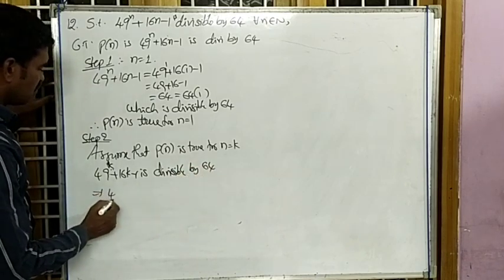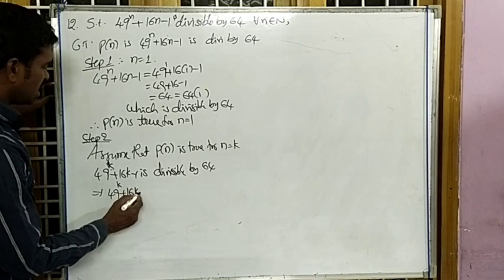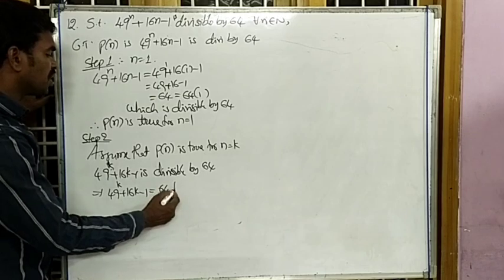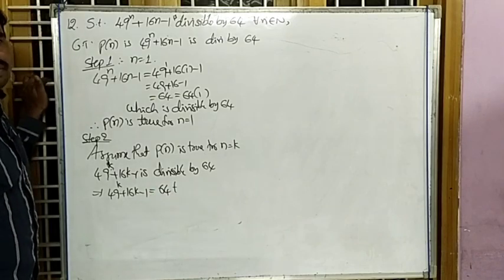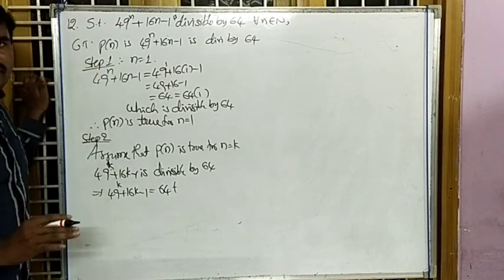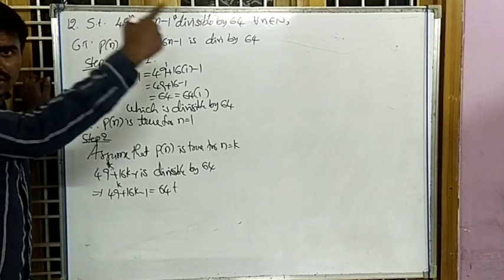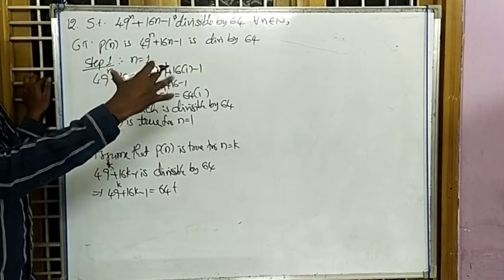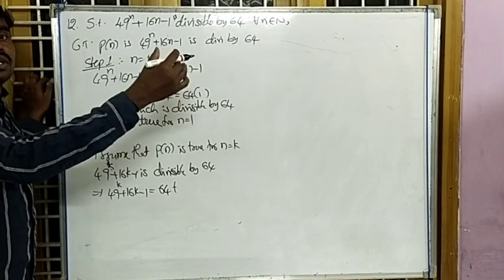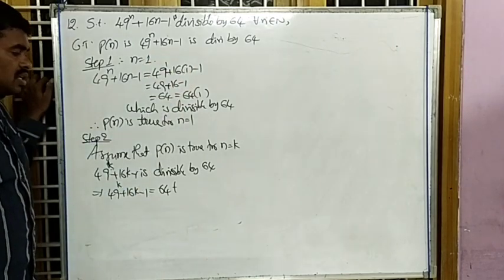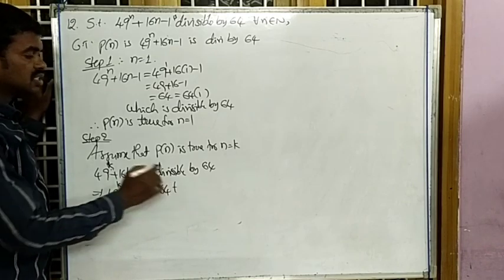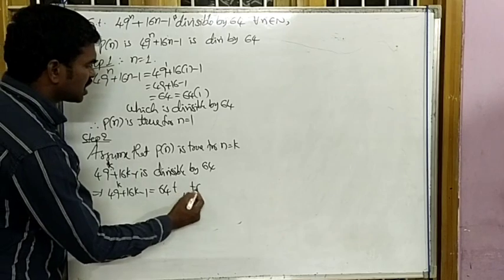That means 49^k + 16k - 1 is divisible by 64, which is nothing but the value of this will be 64 into something. For example, 12 is divisible by 3. How can we say? Because 3 goes into 12, 4 times. That's why it is divisible by 64 means this goes in the 64 table some t times. What is t? t belongs to N.